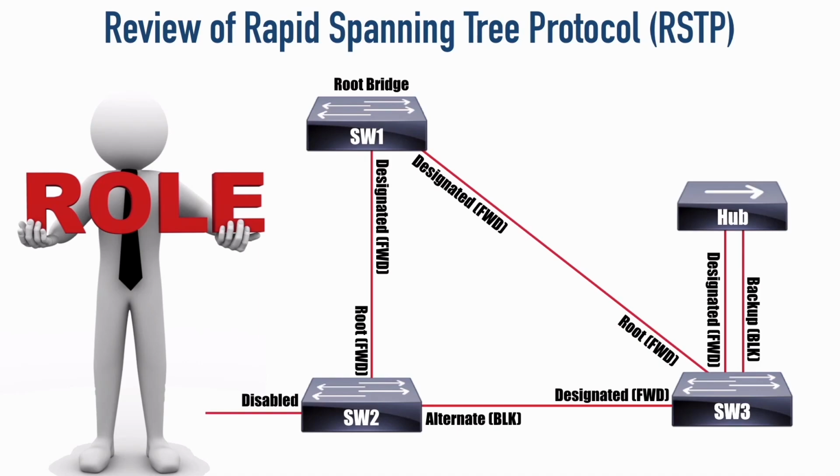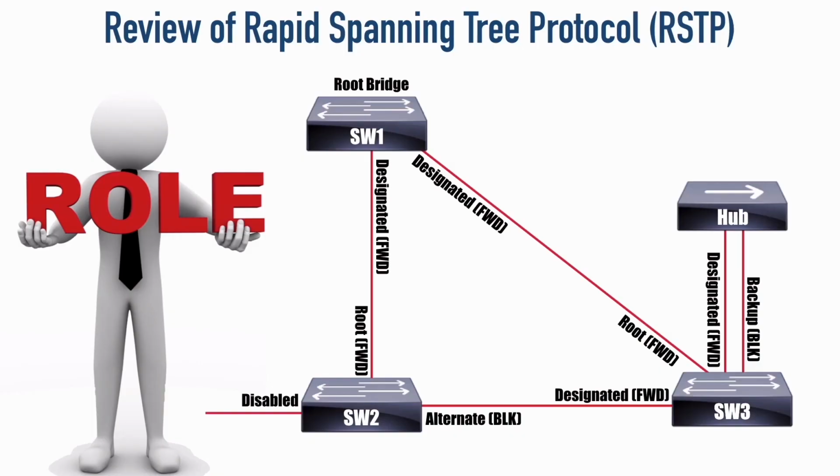However, we have a couple of different types of blocking ports. We have an alternate port and we have a backup port. Let's make sure we understand the difference between those. Take a look at that link between SW2 and SW3. Notice the end on SW2 is a blocking port, but it's an alternate port, whereas the link on the right-hand side of SW3 going up to the hub, that's also a blocking port, but it's a backup port.